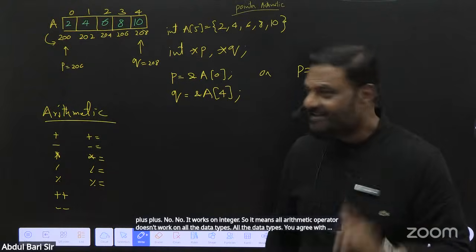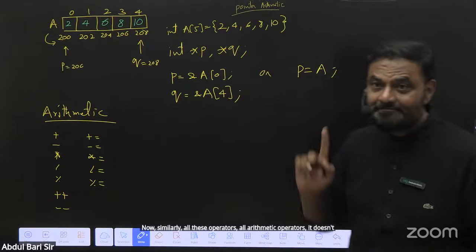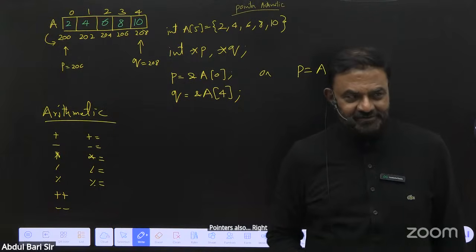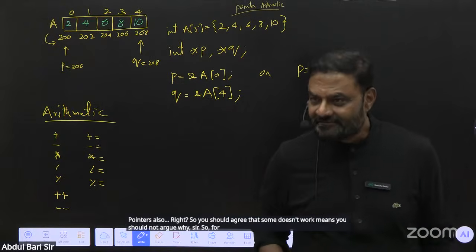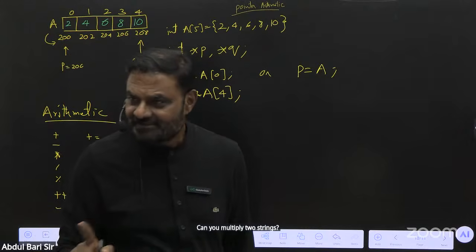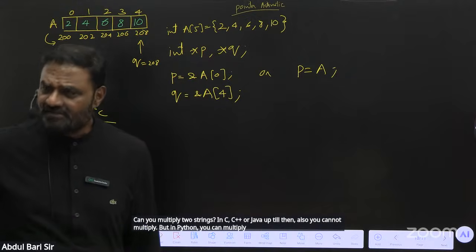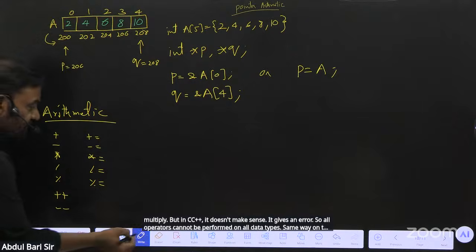Now, similarly, not all arithmetic operators work upon pointers, right? So you should agree that if some don't work, you should not argue why. For float also it doesn't work. Can you multiply two strings in C, C++, or Java? You cannot multiply. In Python you can multiply a string with a constant. But in C, C++, it doesn't make sense. It gives an error. So all operators cannot be performed on all data types. Same way, on the pointer also, only a few are allowed.